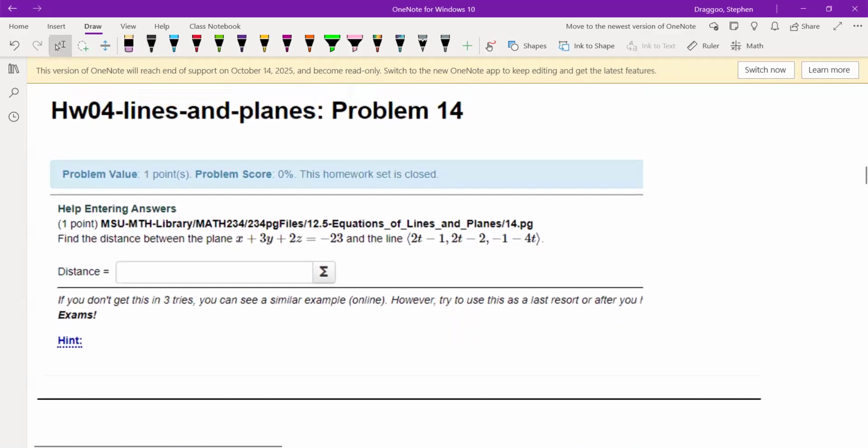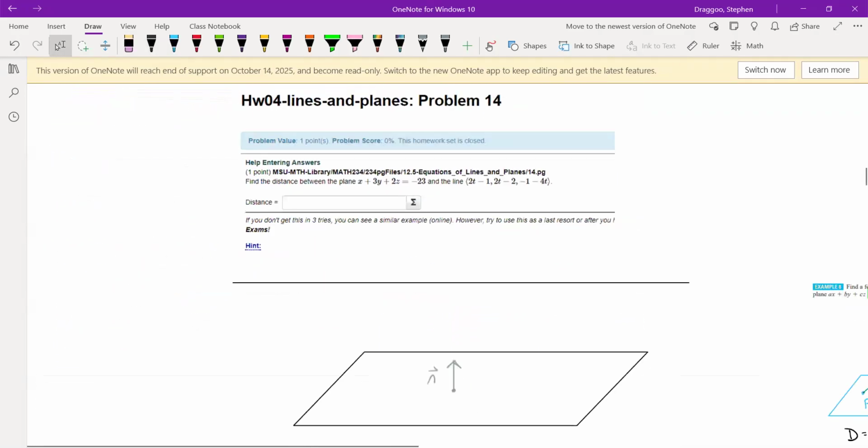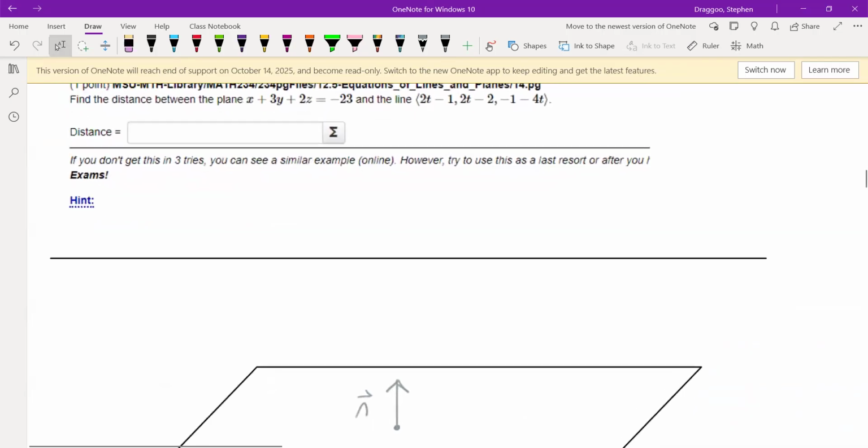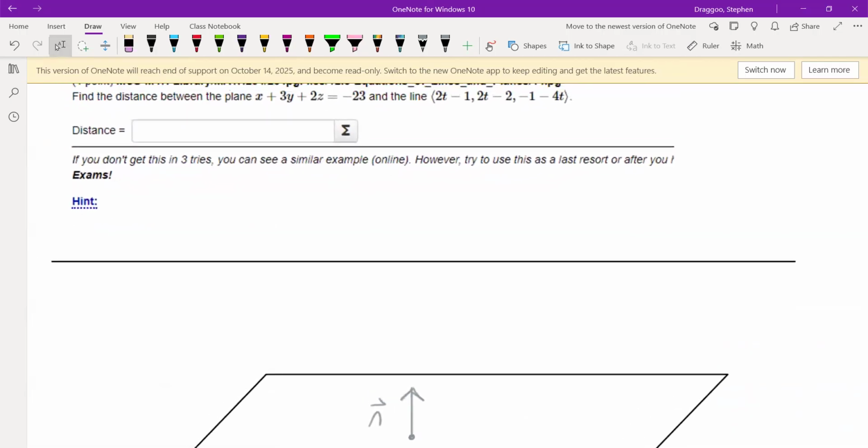All right, then the next one. Zoom out on this. I would say you could definitely expect to see a problem similar to this on the exam. Distance between a point and a plane is kind of a favorite of several of the people on the instruction team for Math 234. So be prepared for a distance from a point to a plane kind of problem. In particular, I think this one's looking for the distance between a line and a plane.